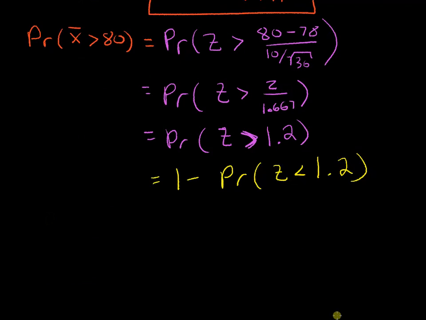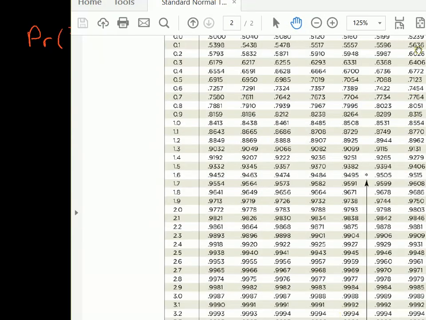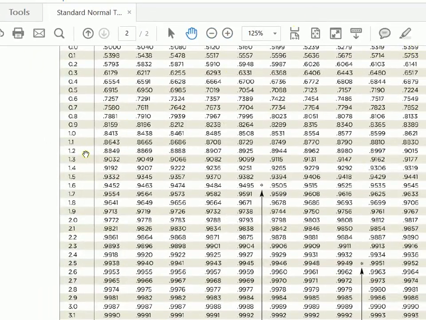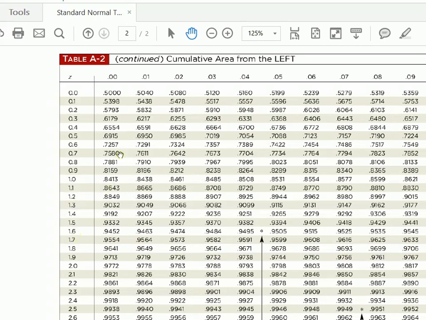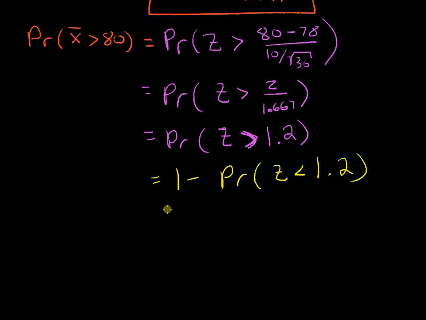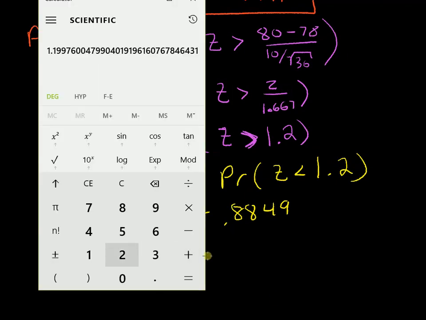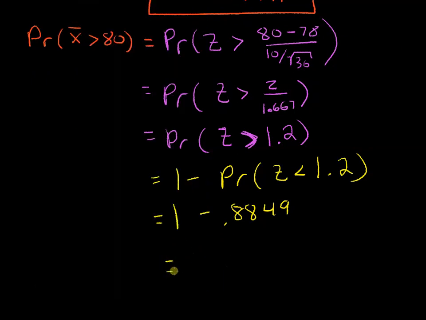All right, so let's look up 1.2 in our table. Let's go ahead and pull out our table. Let's look up 1.2. All right, there it is, 1.2. Okay, so 0.8849. All right, let's go and write that down. 0.8849. All right, 1 minus that. Let's pull out our calculator again. 1 minus 0.8849 is 0.1151. All right, so there we go.